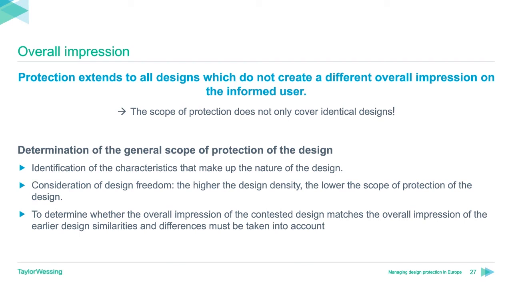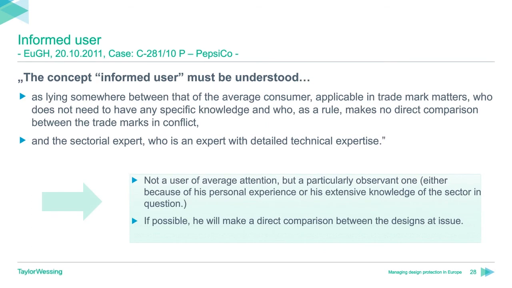You have to consider the design freedom. The higher the design density, the lower the scope of protection of the design will be. And then in a third step, you have to determine whether the overall impression of the contested design matches the overall impression of the earlier design, and carefully take similarities as well as differences into account. So as you can see, the threshold is that all this must appear to the informed user.